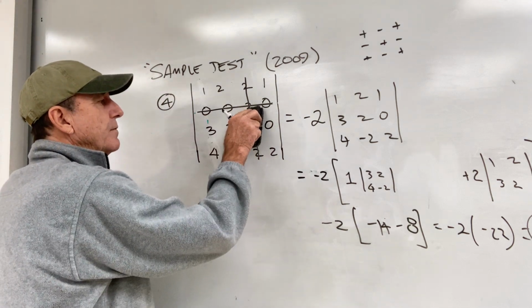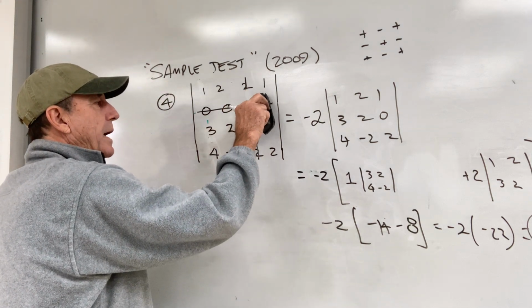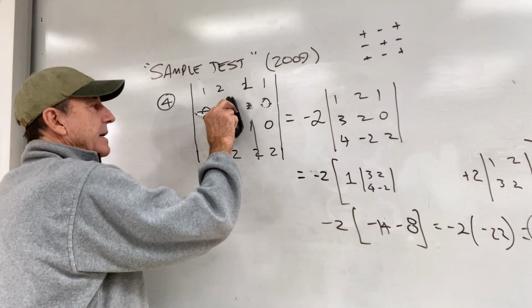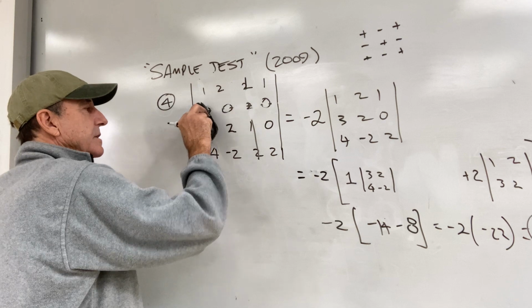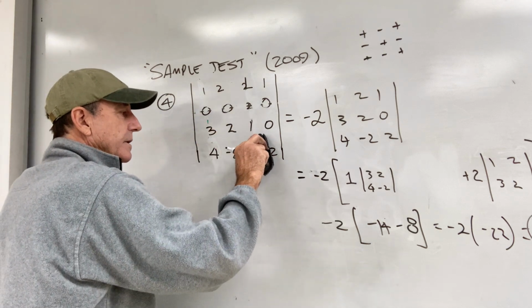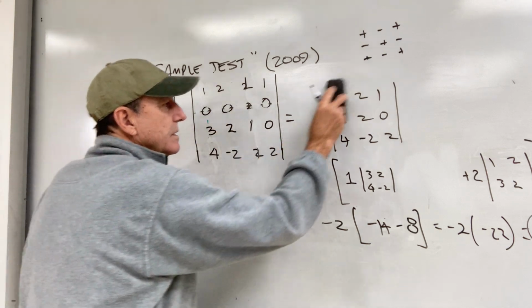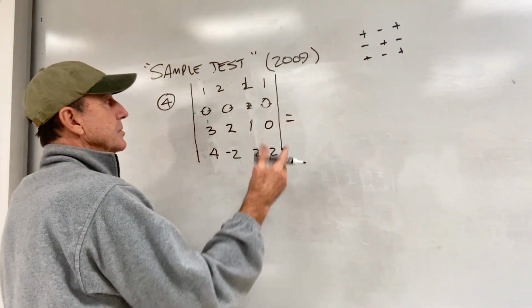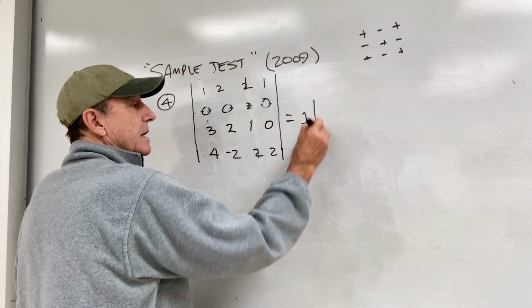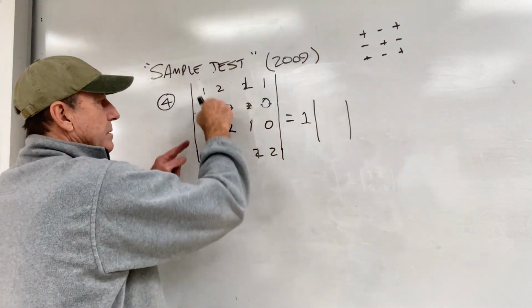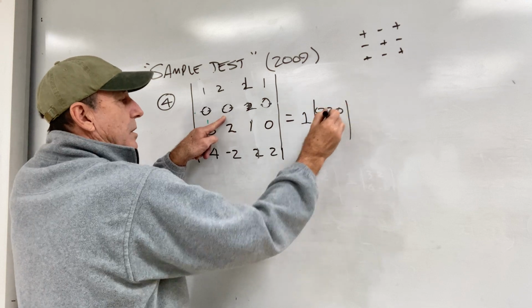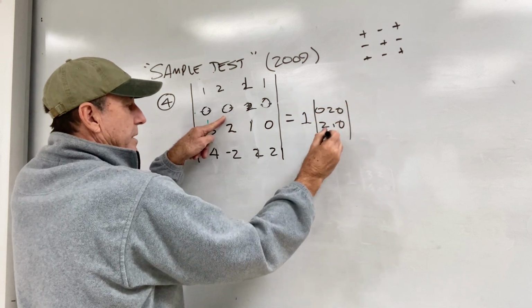The other thing you could do if you wanted to was to expand by any row and any column. And just to show that this doesn't hurt, we can do this with the first row, just for kicks and giggles. So we have 1 times a 3 by 3, and that would be, this is a 2 here, that would be 0, 2, 0, 2, 1, 0, negative 2, 2, 2.